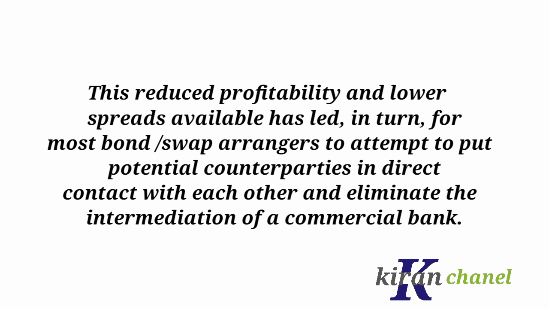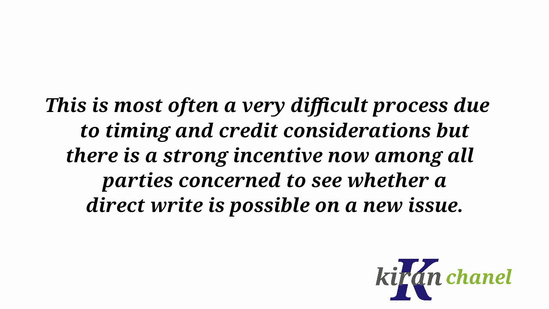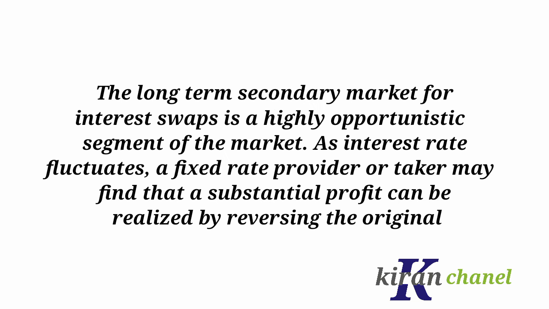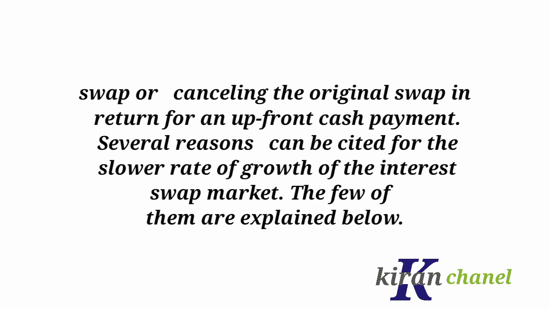This reduced profitability and lower spread available has led, in turn, most bond swap arrangers to attempt to put potential counterparties in direct contact with each other and eliminate the intermediation of a commercial bank. This is most often a very difficult process due to timing and credit considerations, but there is now a strong incentive among all parties concerned to see whether a direct swap is possible on a new issue. The long-term secondary market for interest rate swaps is a highly opportunistic segment of the market. As interest rates fluctuate, a fixed rate provider or taker may find that a substantial profit can be realized by reversing the original swap or canceling the original swap in return for an upfront cash payment.